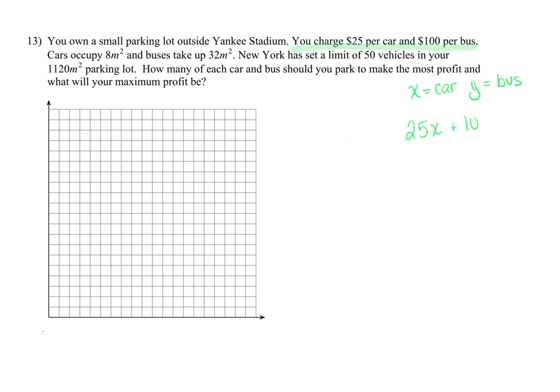100 per bus. That's going to be 100Y, and that's going to equal how much profit I get. I'm going to leave that alone for right now until I get my constraints and I graph them.